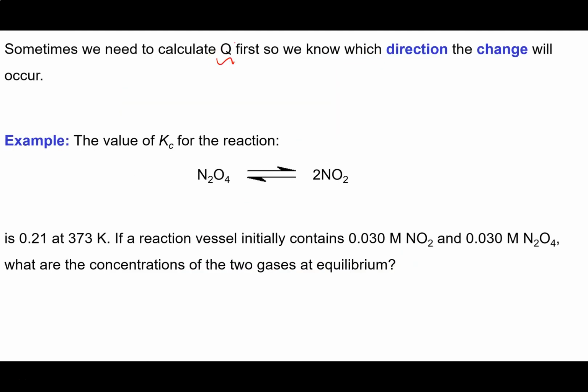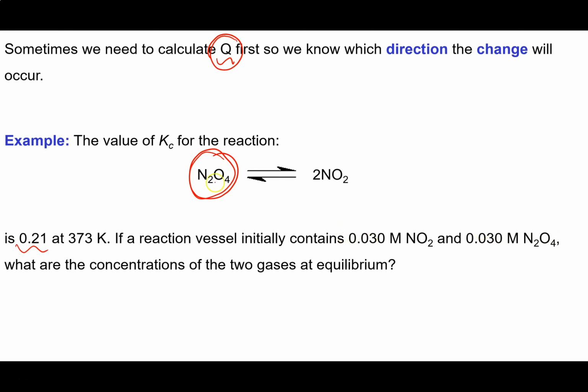Sometimes we don't have a situation where we have 100% reactants or 100% products. We have a mixture of reactants and products in our initial state. And if that is the case, we'll need to solve for Q first in order to know what the direction of change will be. So in this problem, it says the value of Kc for this reaction, N2O4 in equilibrium with 2NO2, is 0.21. So it probably favors the reactants. It says if a reaction vessel initially contains 0.03 molar NO2 and 0.03 molar N2O4, what are the concentrations of the two gases at equilibrium?